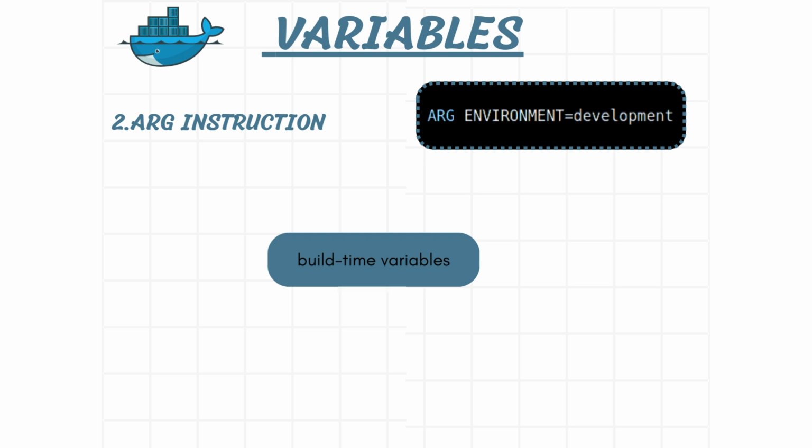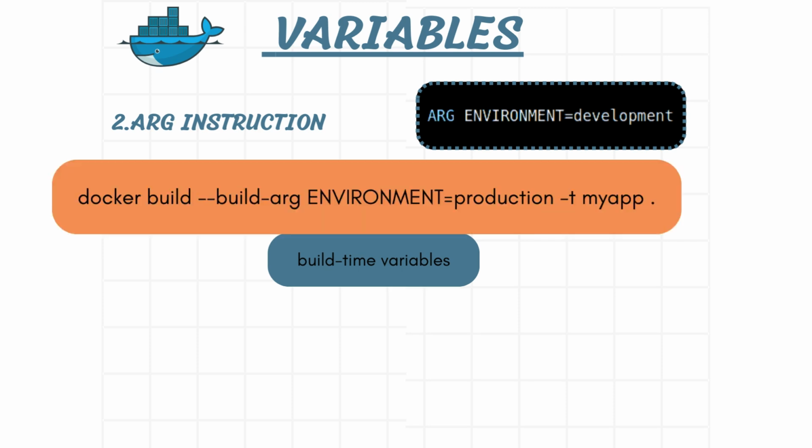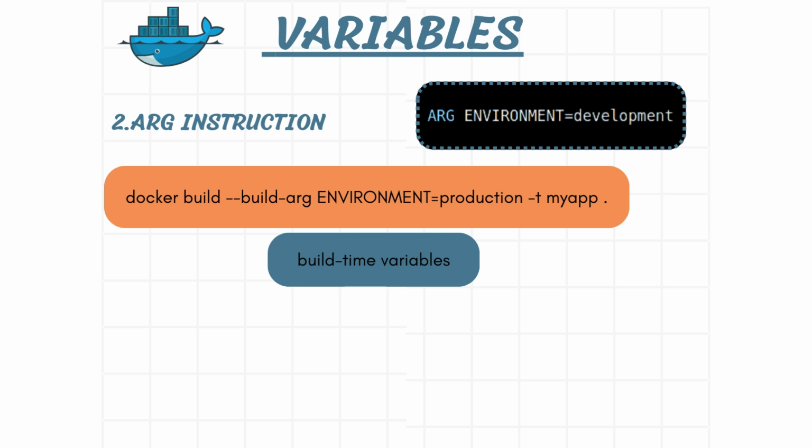You can pass a different value to the environment variable when building the Docker image using the --build-arg flag. For example, if you want to build the image for a production environment, you can run docker build --build-arg environment=production -t myapp. This command sets the environment variable to production during the build process.